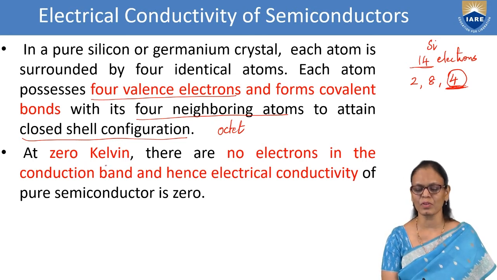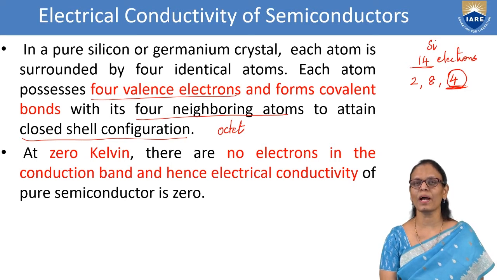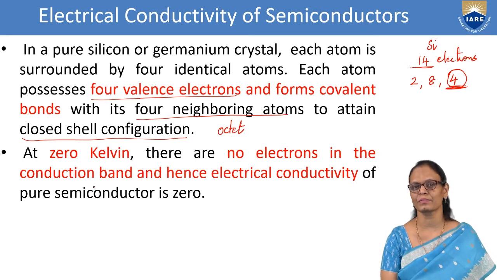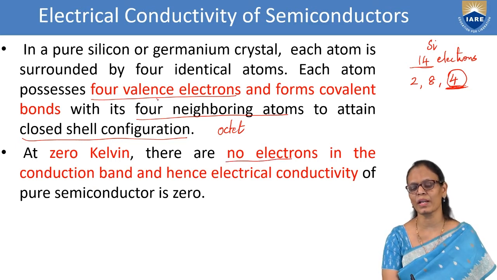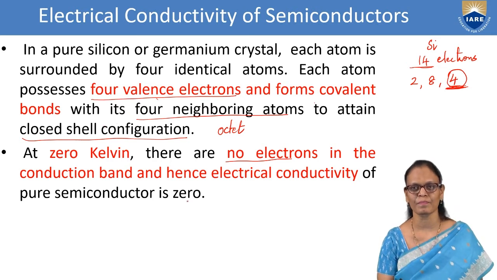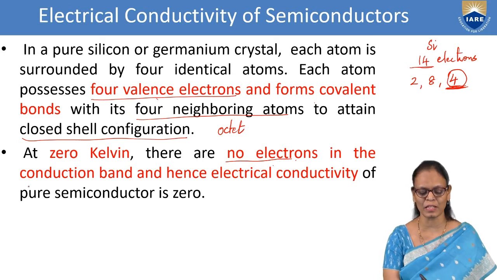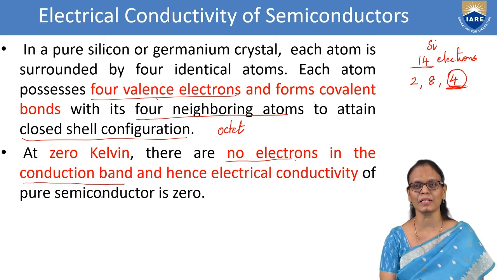Now at 0 Kelvin, there are no electrons in the conduction band. Why are there no electrons? All the 4 electrons are forming bonds with the neighboring atoms and they are not free. So there are no free electrons. No free electrons means the conduction band is empty.